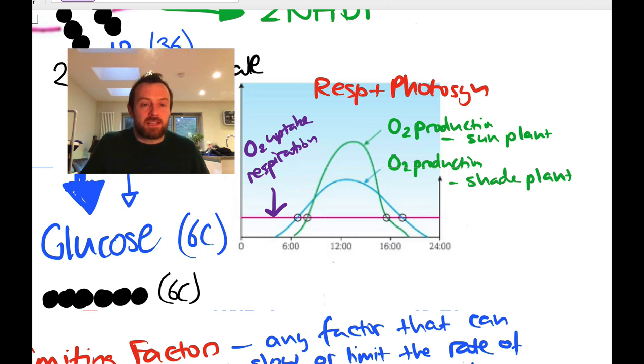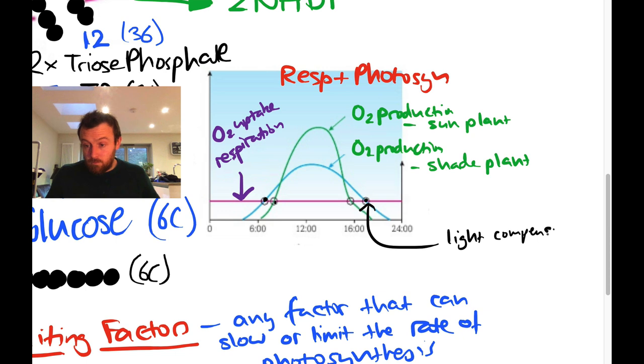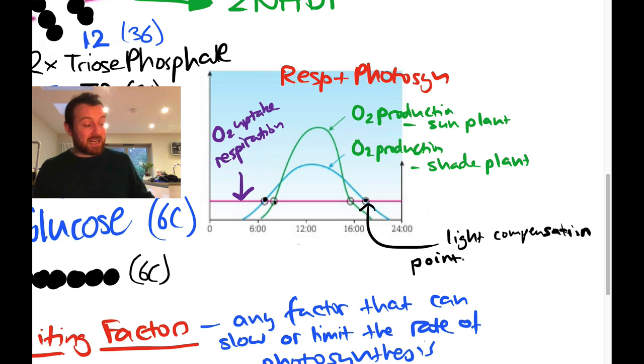And what we can see from these graphs is that there is a point in the day when the plant is not producing oxygen and it's not using oxygen. That's these points here where the blue line crosses the purple line, where the green line crosses the purple line. And this is called the light compensation point. At this point, there is no net carbohydrate production. I shouldn't have said the rate is zero, because there will be some being produced, but there will also be some being used up in respiration. So overall, there would be no net production.